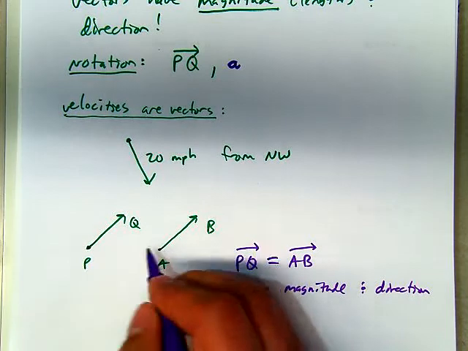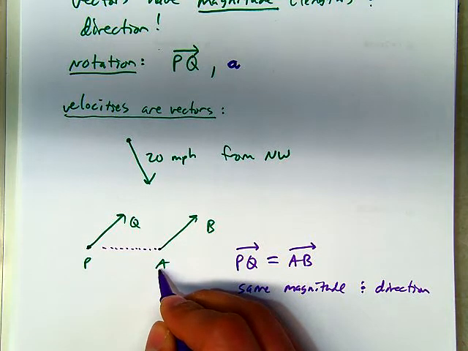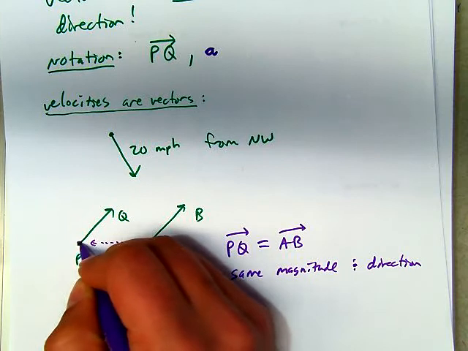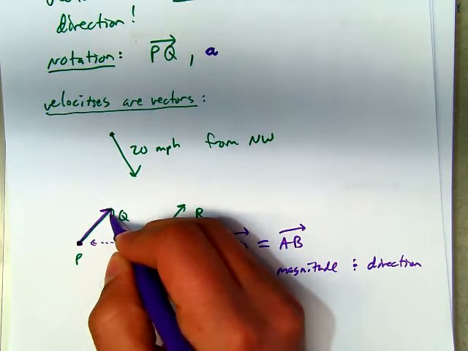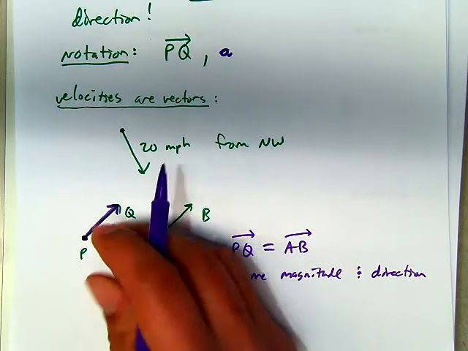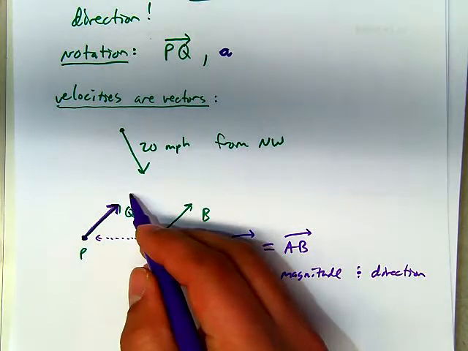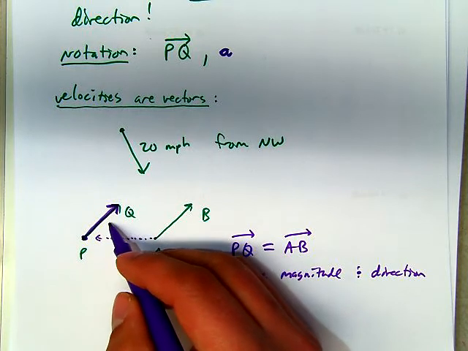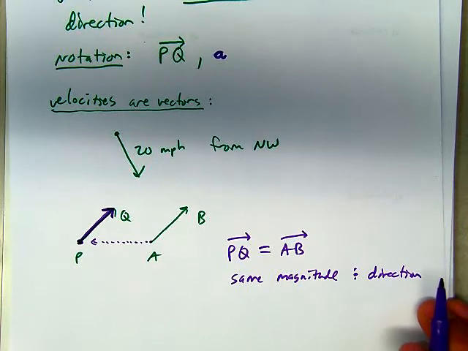In fact, if I took A, the initial point of vector AB, and slid it so that it landed on point P, then when you put these vectors on top of each other, they would be exactly the same size. You wouldn't have any bit of difference; they would overlap exactly. They're the same. That's exactly what it means.